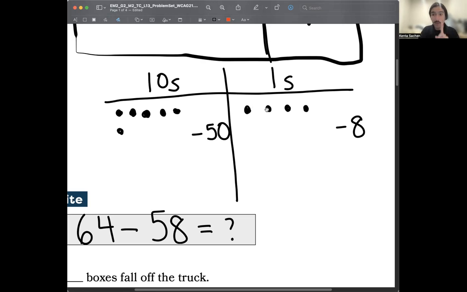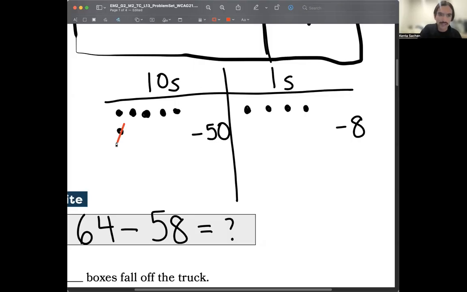Now, I want you to see that there's only 4 here. I need to take 8 of them away. I can't do that, right? There's only 4. So what I need to do is like the opposite of what I was doing in addition. So remember in addition, we would take 10 and group them and make a bigger place value. Now what we're going to do is take our 10 and split it up into 10 ones. So do that with me. We have our 10, right? We're going to split it up into 10 ones. And here's how we're going to do that.